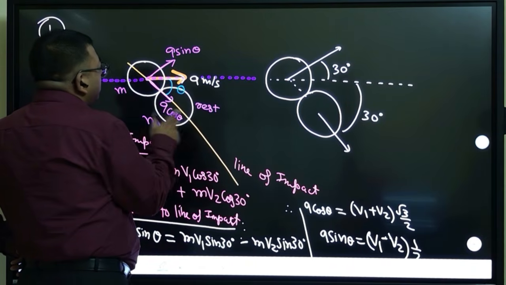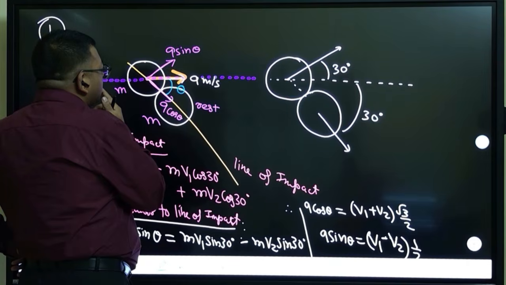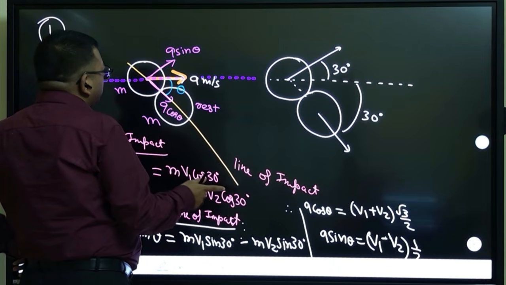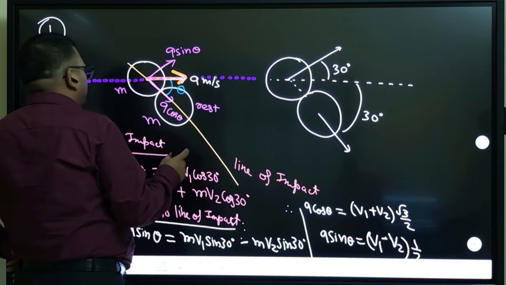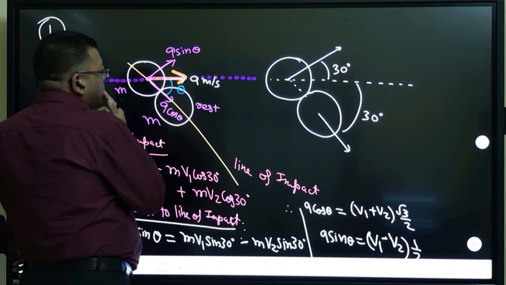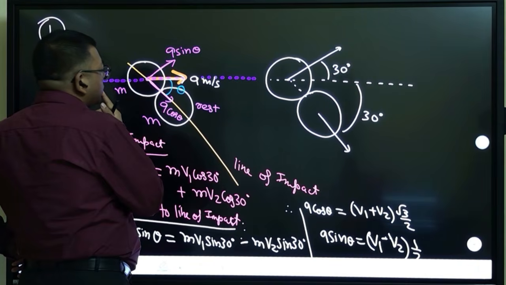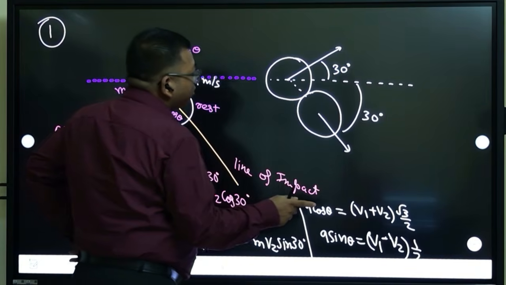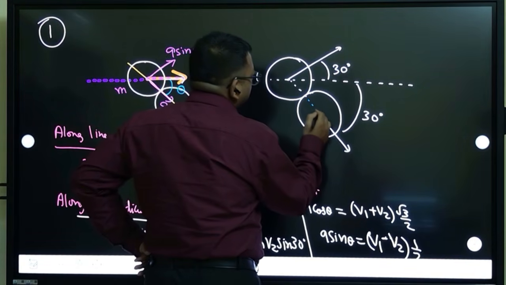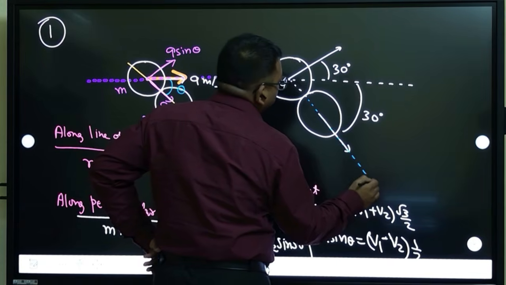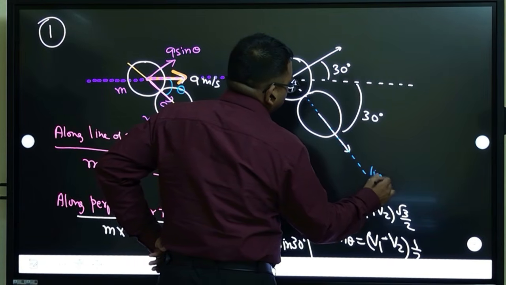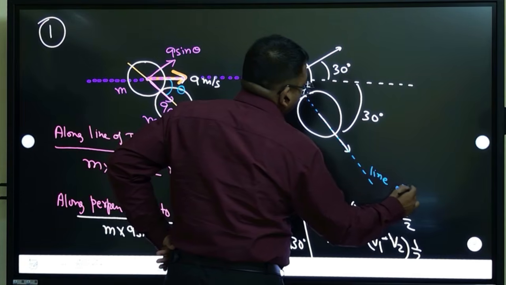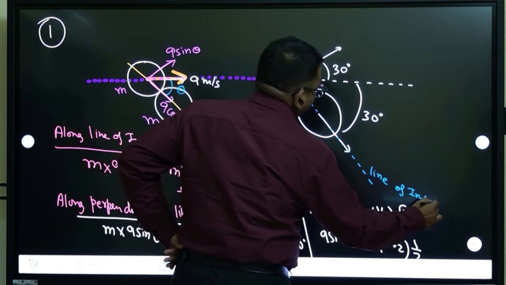So anyway, the second body was at rest, and the second body moves at an angle of theta because the second body is moving this way. So definitely the second body is moving along the line of impact, I think. Correct now. This may be the line of impact. Yeah, this is the line of impact.